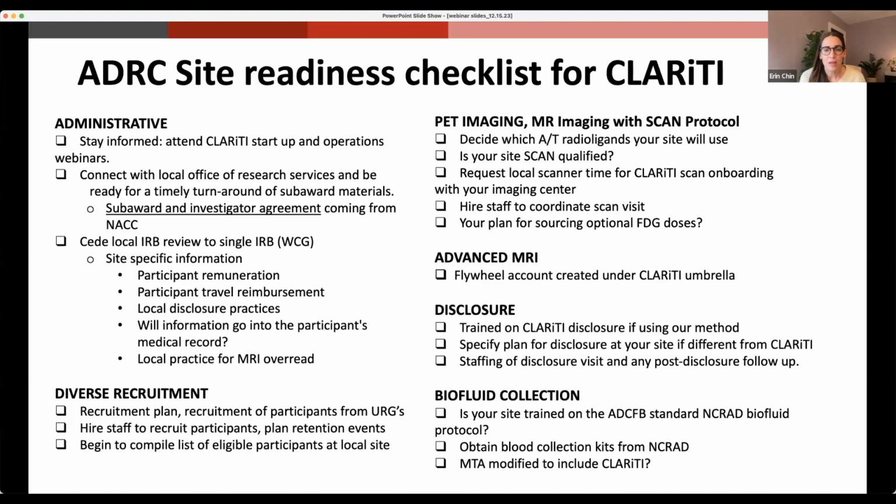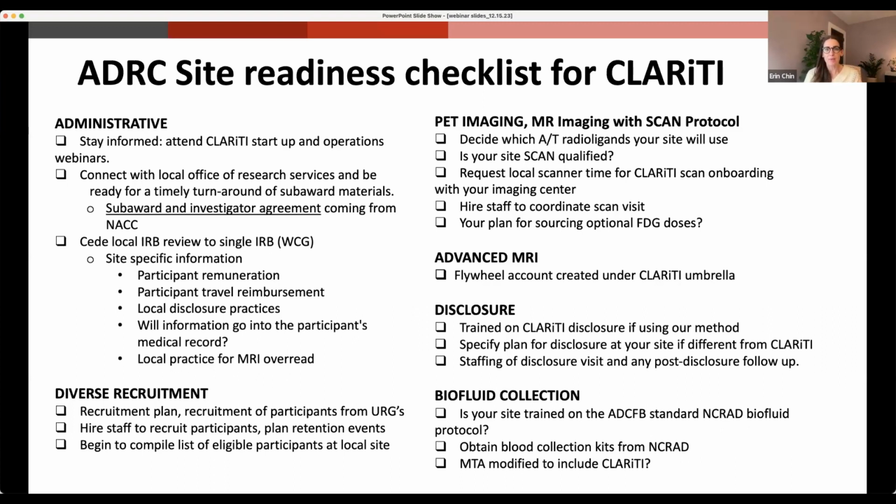And then you can see on the next section there, the PET imaging, MRI imaging with scan protocol. So as Sterling and Beth mentioned, the survey that will be going out. So just making some of those decisions about what radioligands your site will be using. Does your site continue to be scan qualified? Requesting local scanner time for CLARiTI. So any of those things that you would normally do for starting up a new project at your site.